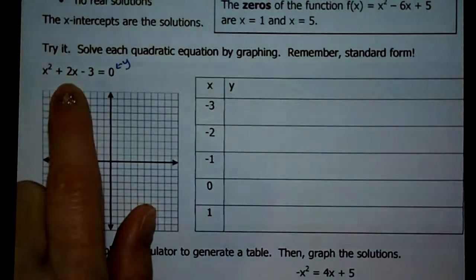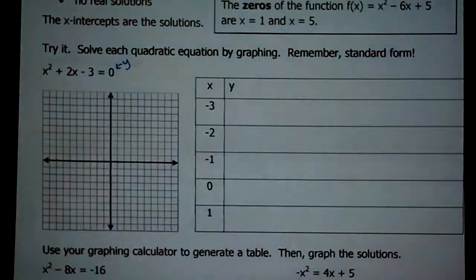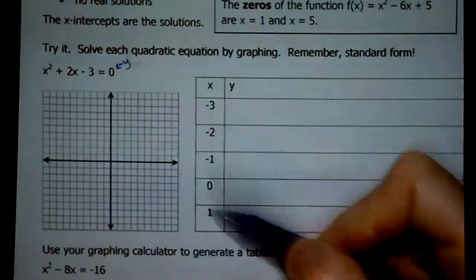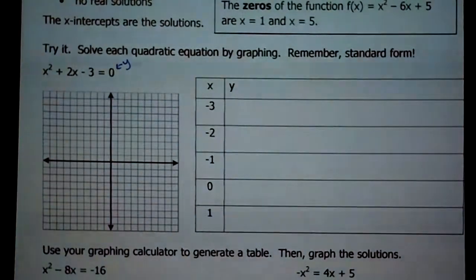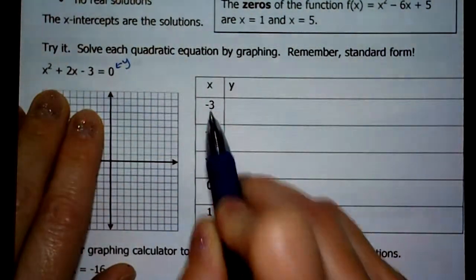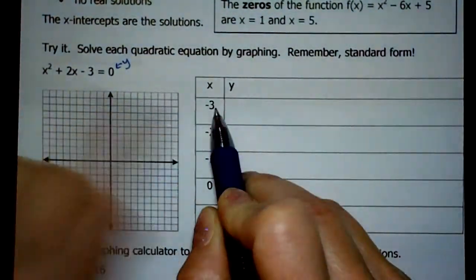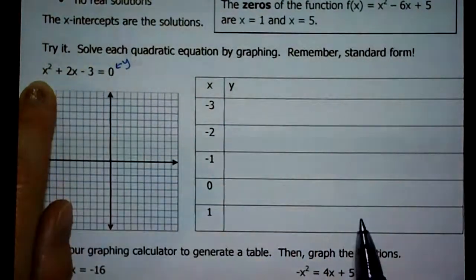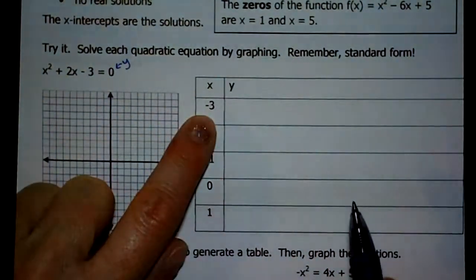Whatever you plug in for x, what comes out gives you your y. So I've picked some points for you to start. If I didn't pick some points for you, you would end up picking some points for yourself. I usually choose real friendly numbers to start with that would fit on whatever grid I'm given. So these are chosen. All right, so what I want to know is when x is -3, what y is.